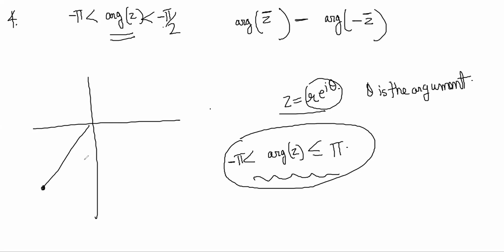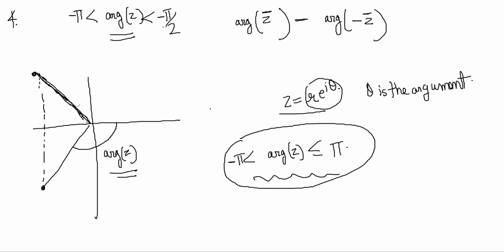Let's say z is somewhere here. If z is there, then z conjugate will be here, right? It's a reflection on the x-axis, correct? So this angle is the argument of z, and this angle's value is minus 90 plus something, right?